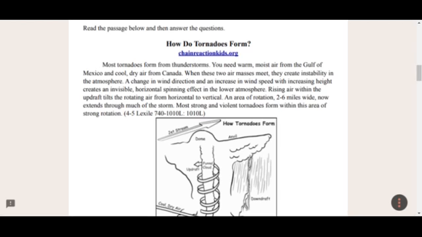A change in wind direction and an increase in wind speed with increasing height creates an invisible, horizontal spinning effect in the lower atmosphere. Rising air within the updraft tilts the rotating air from horizontal to vertical. An area of rotation 2 to 6 miles wide now extends through much of the storm. Most strong and violent tornadoes form within this area of strong rotation.